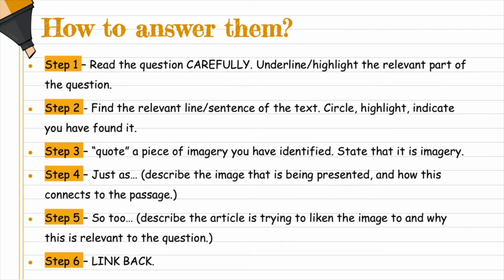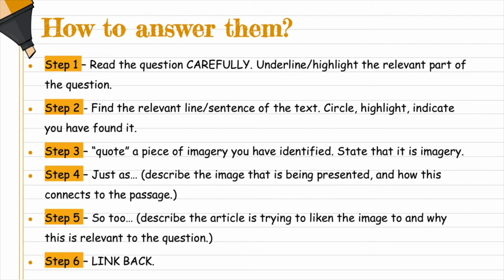How do we answer imagery questions? Well, we're going to go through the steps together one by one. Step 1 and Step 2 are much the same as any of the steps that we've discussed previously for answering Paper 1 of our RUI. You want to be able to read the question carefully. You should underline and highlight the relevant part of the question. In doing this, you can make a differentiation between if it is understanding in your own words or if you're looking for language or context.